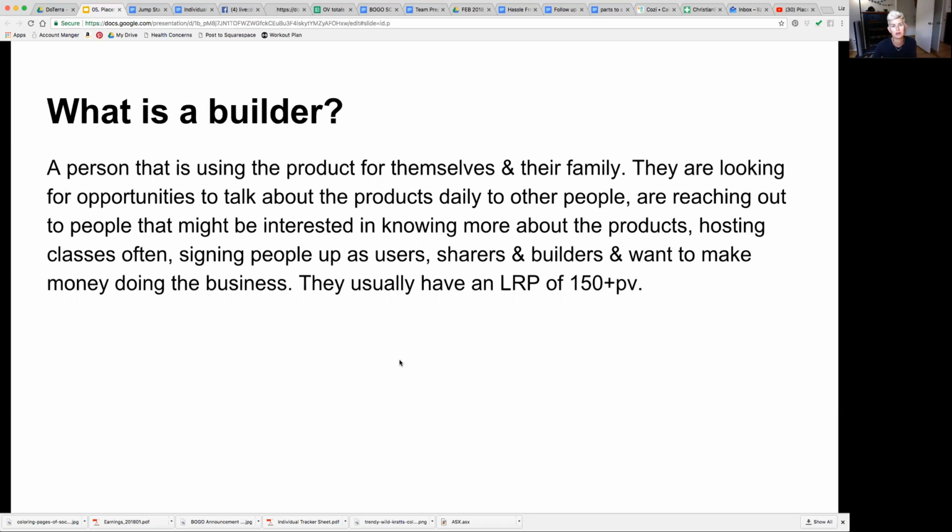A builder is somebody that is using the product for themselves and their family. They are looking for opportunities to talk about the products daily to other people. They're reaching out to people that might be interested in knowing more about the products, hosting classes often, signing people up as users, sharers, and builders, and want to make money doing the business. They usually have an LRP of about 150 PV a month. So they're really using, sharing, and building when they're a builder. I am a builder. You guys are builders.